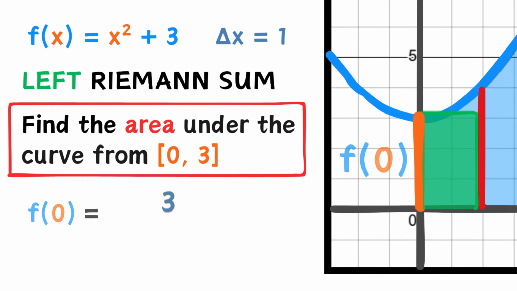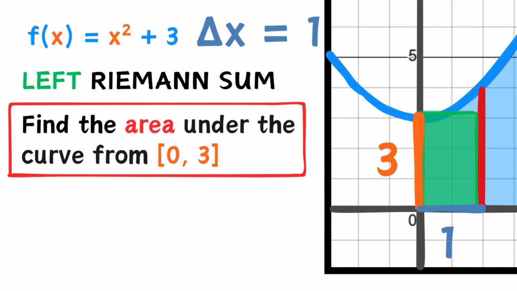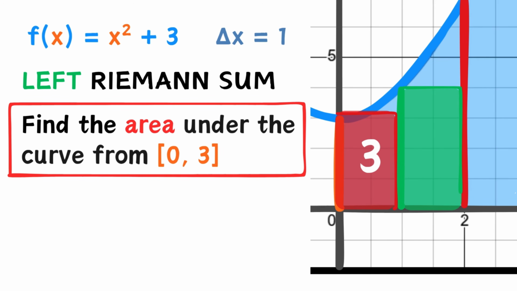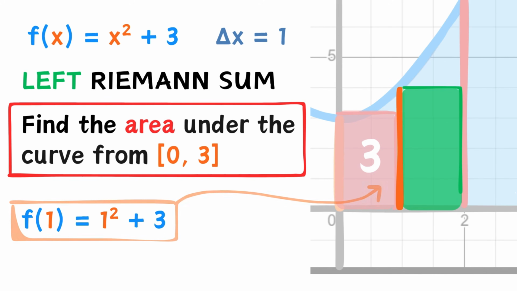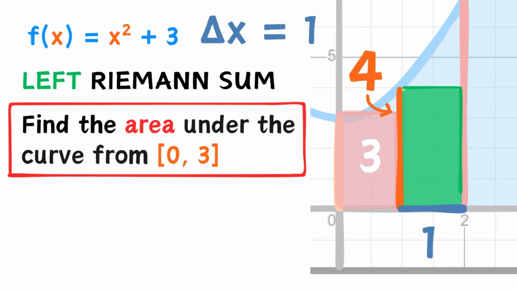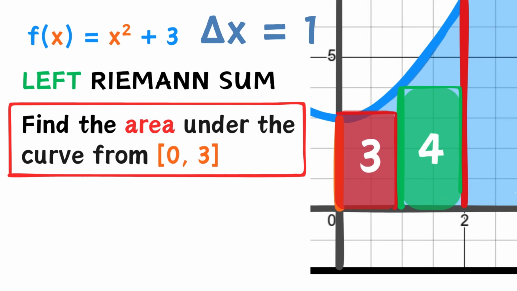So our first rectangle has a height of 3 and a width of 1, which makes a total area of 3. Okay, now for our second rectangle, we use the function value at 1 as the height. That's 1 squared plus 3, which is 4. 4 times 1 is 4, so that's the area of the second rectangle.